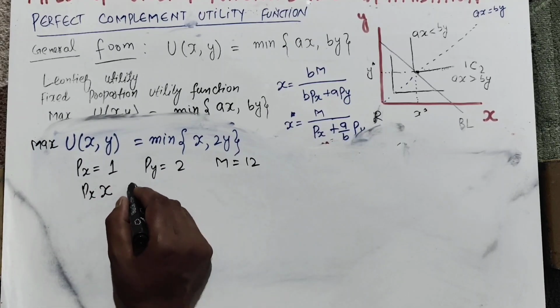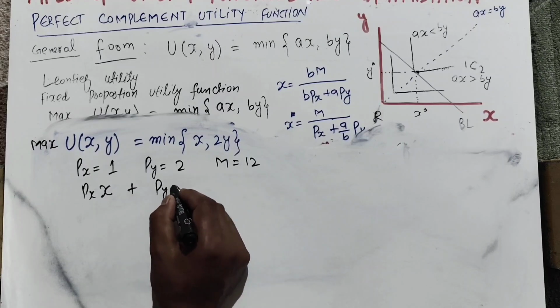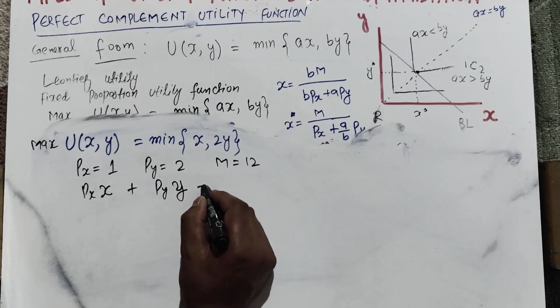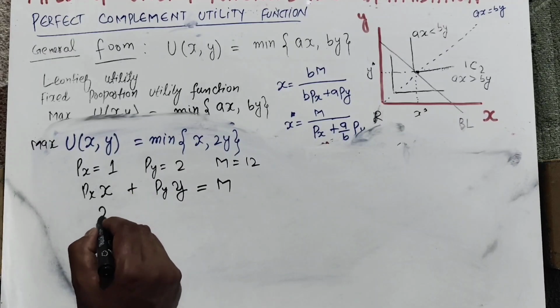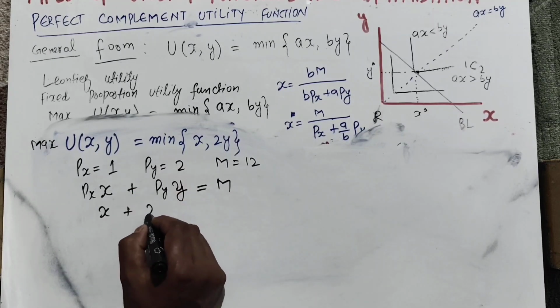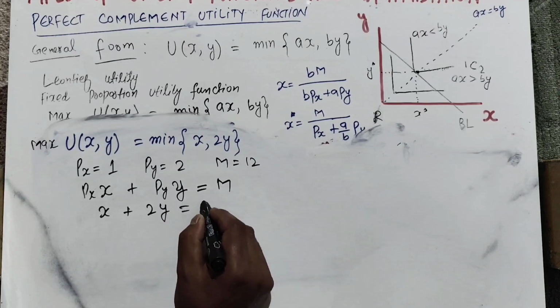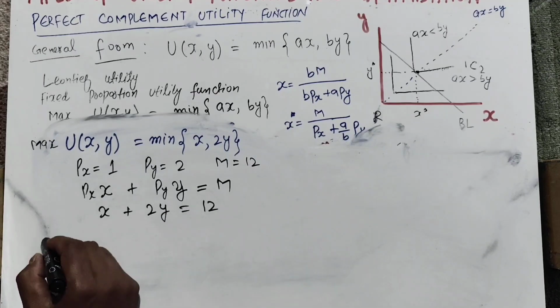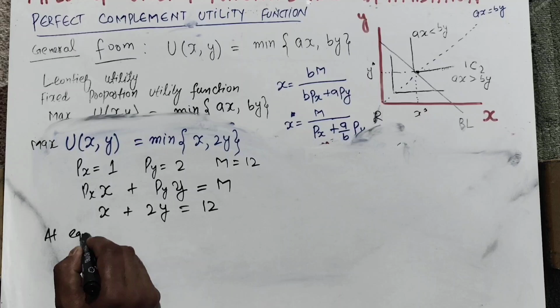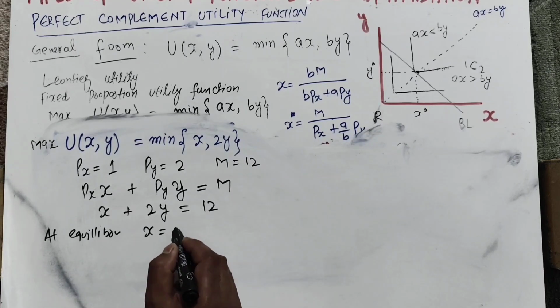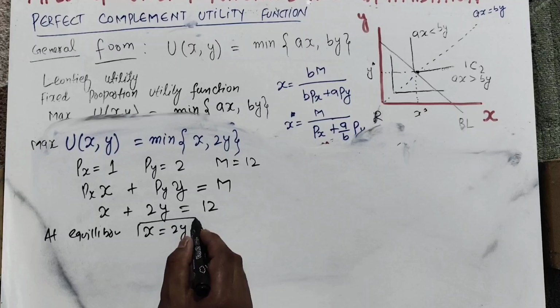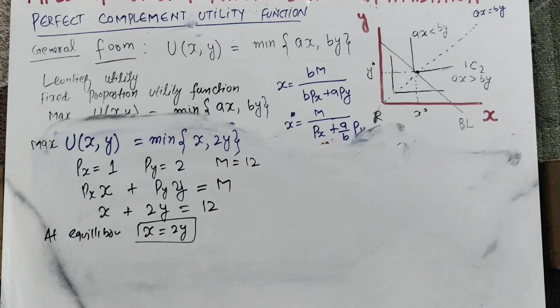So we want to maximize the utility subject to the budget constraint, that is price of x times units of good x plus price of y times units of good y should be equal to the income of the consumer. Specifically px is 1, so we have x plus py is 2, so we have 2 times y should be equal to 12. Okay, so at equilibrium what happens? At equilibrium x is equal to 2y, so we equate whatever is in the parenthesis in the utility function.